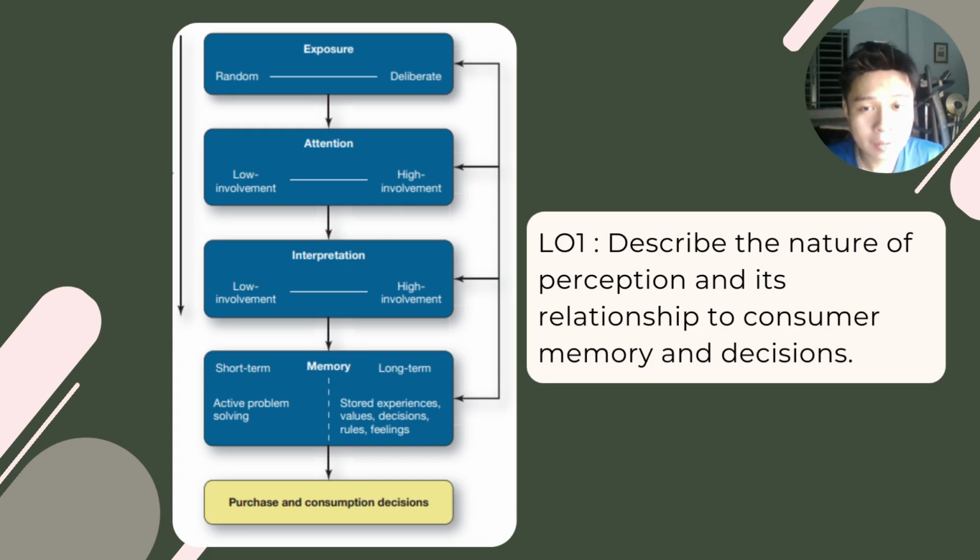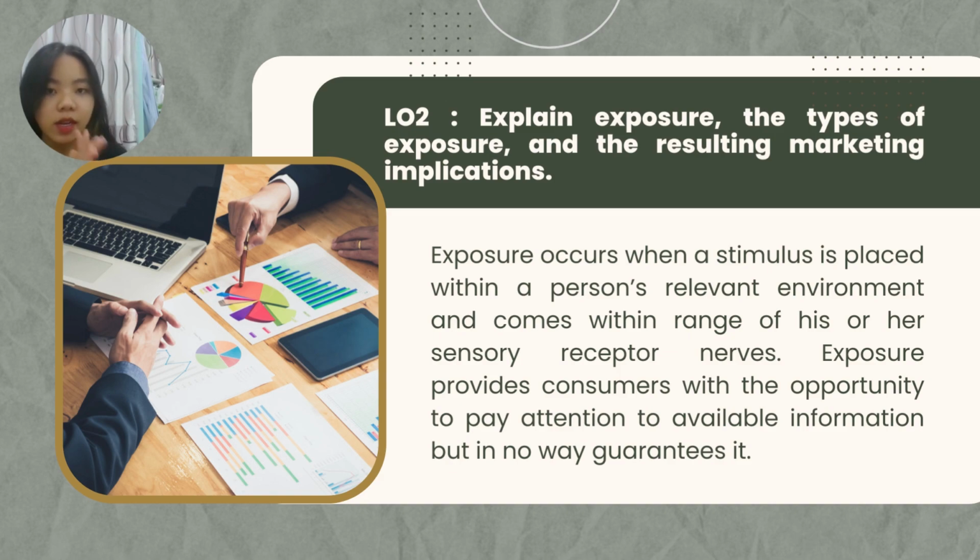Both perception and memory are highly selective. Out of the vast amount of available information, individuals can only be exposed to and pay attention to a limited amount. The meaning assigned to a stimulus is as much, if not more, a function of individuals than it is of the stimulus itself. Furthermore, much of the interpreted information may not be available in active memory when an individual makes a purchase decision. And next, we move to learning objective 2.